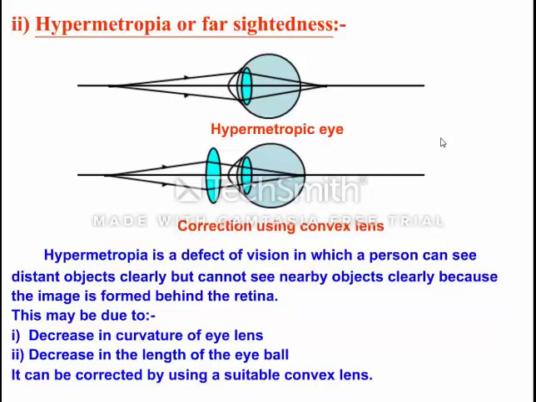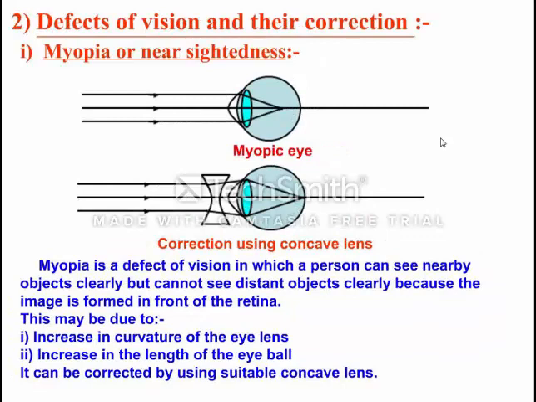So we have talked about the myopic eye and hypermetropia, why they occur, how they are caused and how they are corrected. From these two defects, one used to come every year in your board exam for 2.5 marks. Please correct the diagram: the refraction will take place from here, not from here itself.